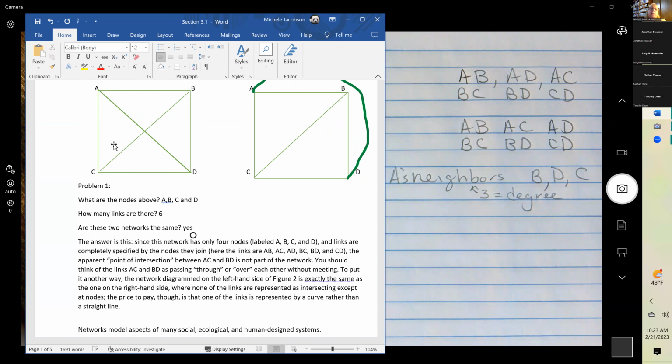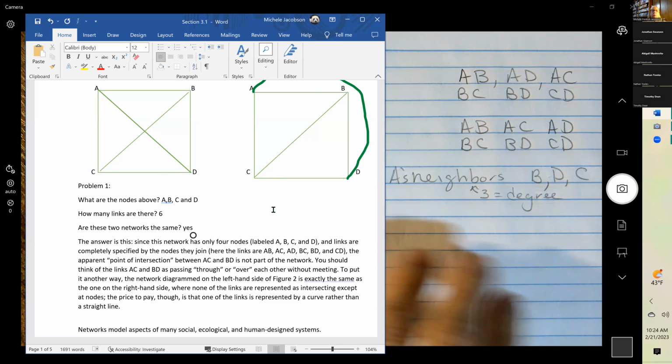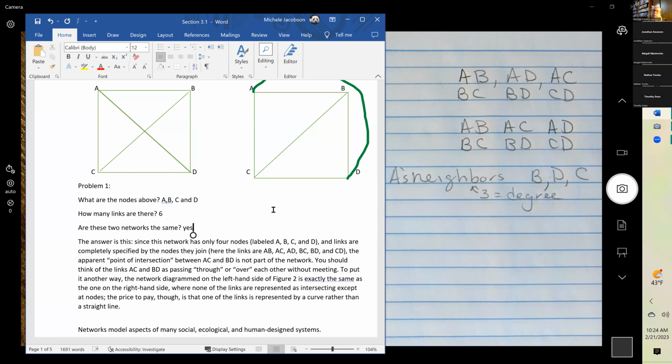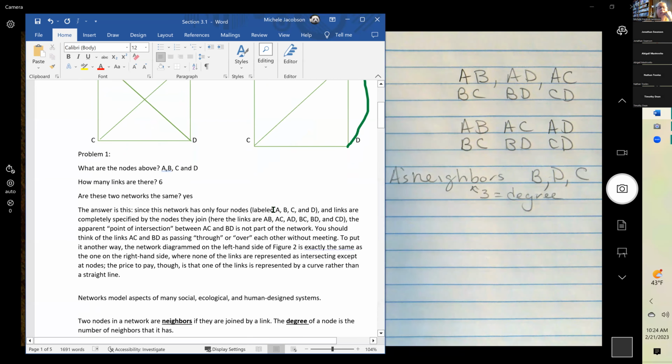You can also look at the number of links that leave it. Like if we look at C, 1, 2, 3 links. So it has 3 neighbors and its degree is 3. These ones are all attached. So every node is attached to all 3 of the other ones. So they all have 3. We'll do another example.